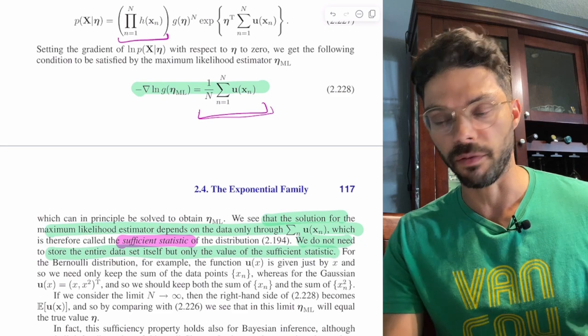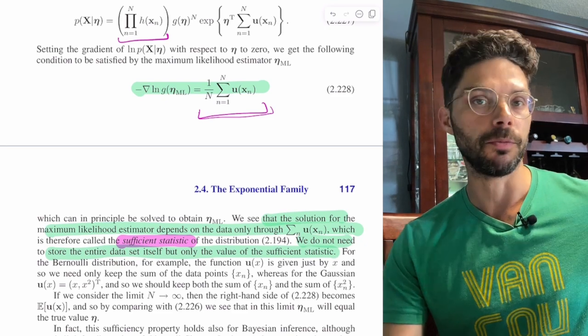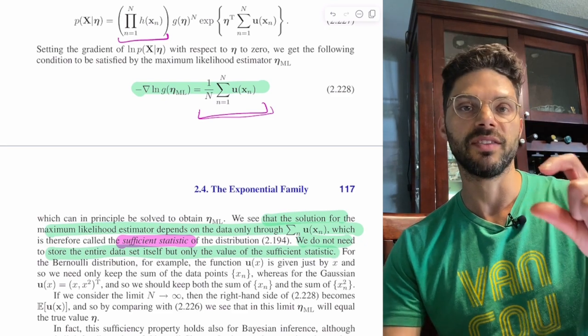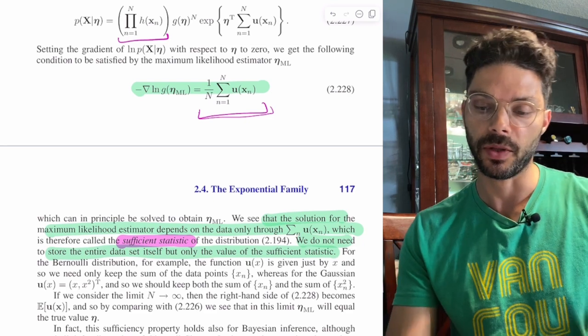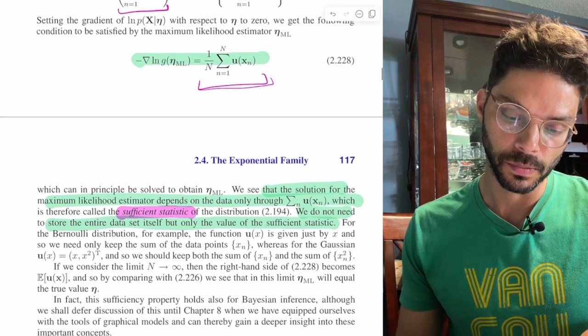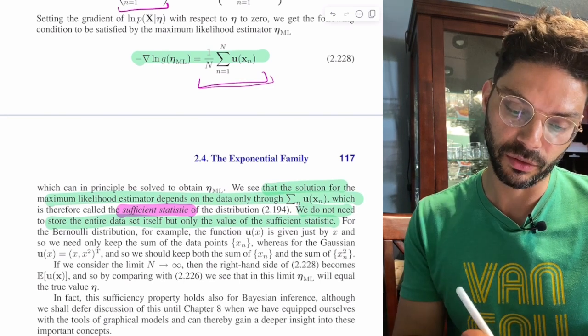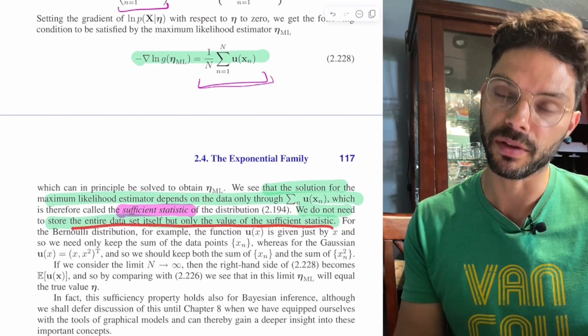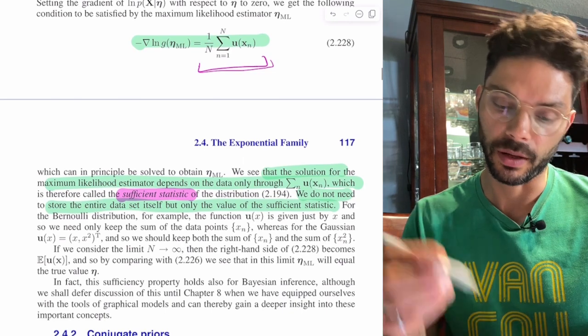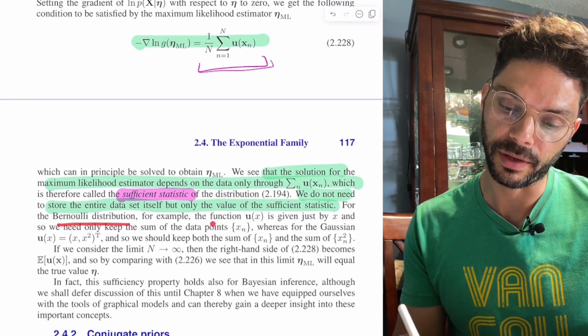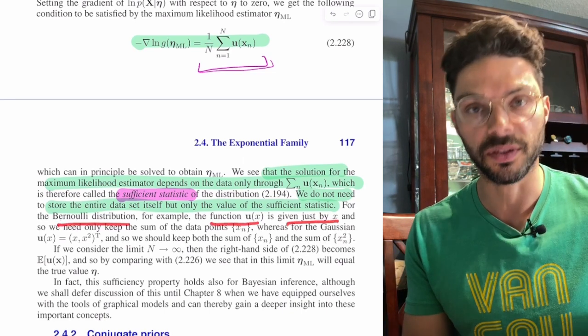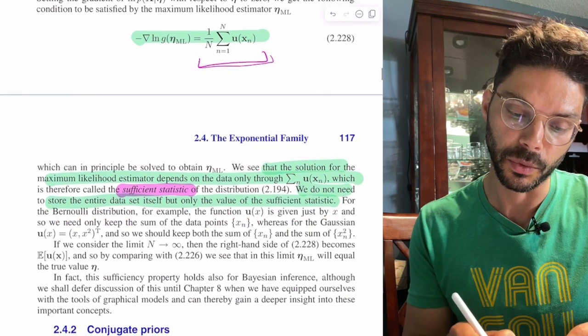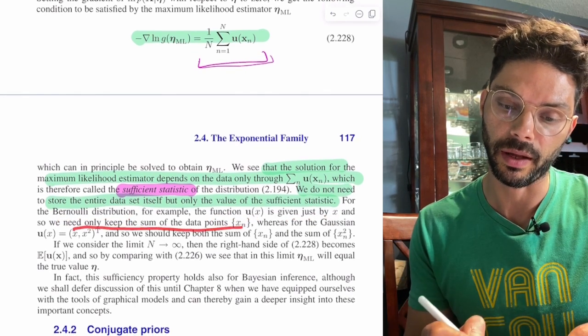So it can often mean that you don't have to keep your millions of data points. Maybe just one summary statistic from each of them. One summary statistic is enough. So we do not need to store the entire data set itself, but only the value of the sufficient statistic. And we saw that for the Bernoulli distribution, for example, the function u of x is given just by x, in the previous video. So we need only keep the sum of the data points x of n.